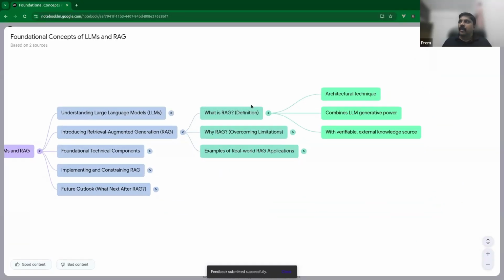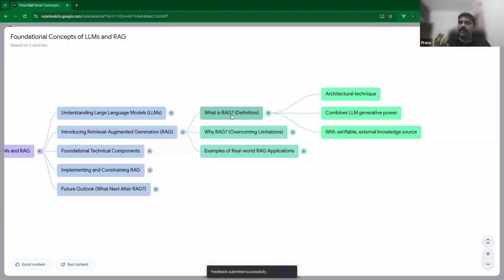So what is RAG? RAG is nothing but an architectural technique that combines the LLM's generative power with a verifiable, external knowledge source. RAG means retrieval augmented generation. You are going to retrieve the information. The knowledge is available somewhere, so you know where to retrieve. Let's say you have posted all your EC group documents in a secured drive, and you have access keys to access the drive. If the LLM wants, it can go and take that information. From that information, it can answer.